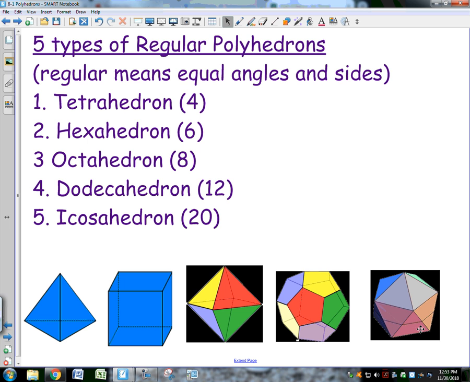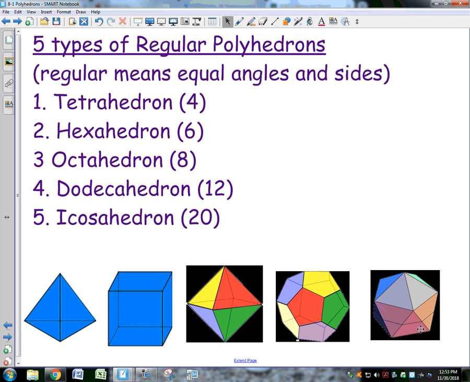All right, so we have our 5 types of regular polyhedrons. On a test or quiz, you might have to name the 5, but you won't have to draw any pictures. Hint, hint. Regular means that they have all the same side lengths and all the same angle measures, kind of like equilateral or equiangular. We talked about those before.